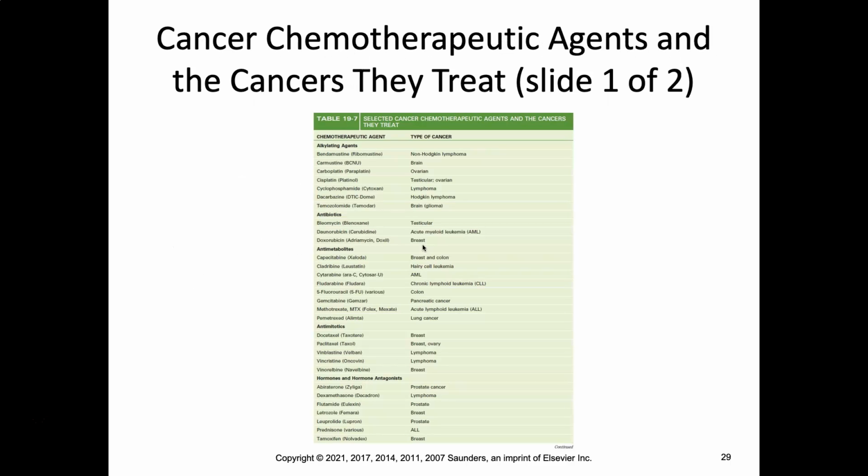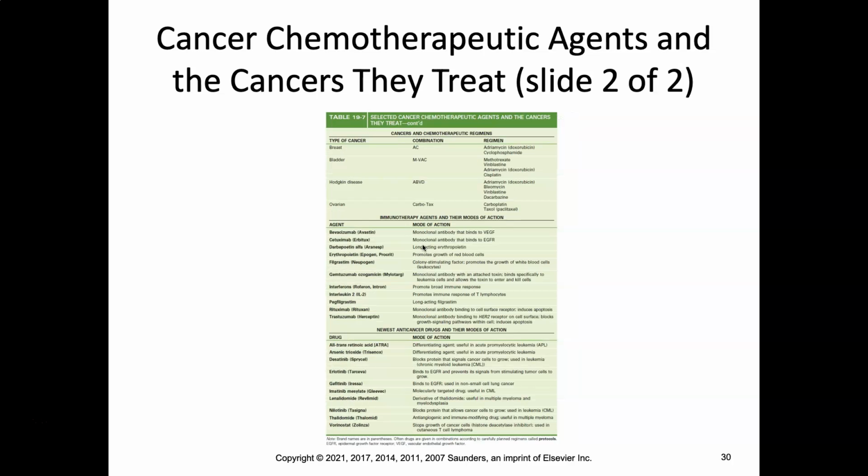And then this is a table here with some of these chemotherapy agents and the cancers they treat. Gives you an example of each of those. And then this table gives you at the top some regimens, because they found that doing some combinations can be very helpful with certain types of cancer.